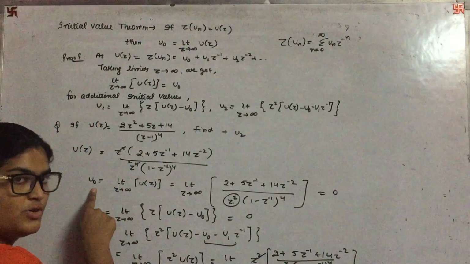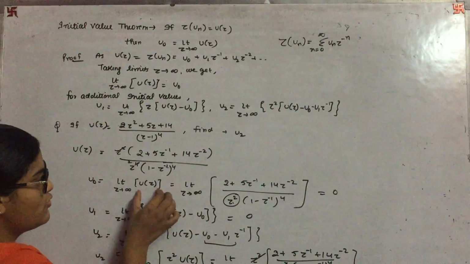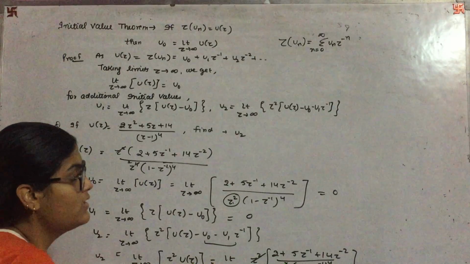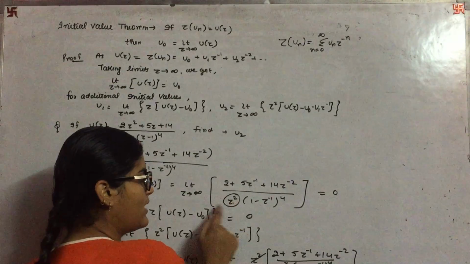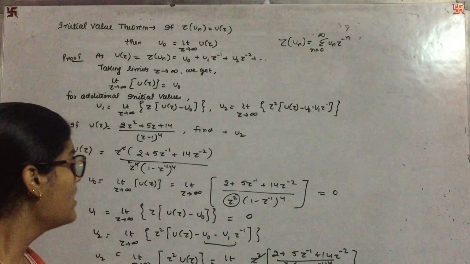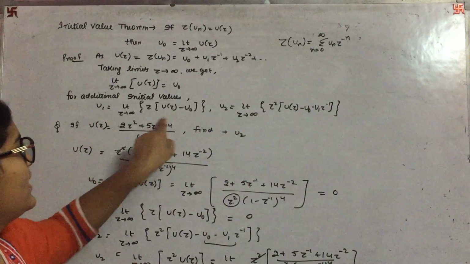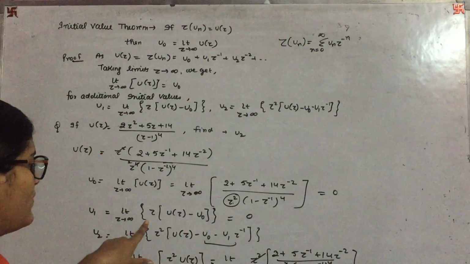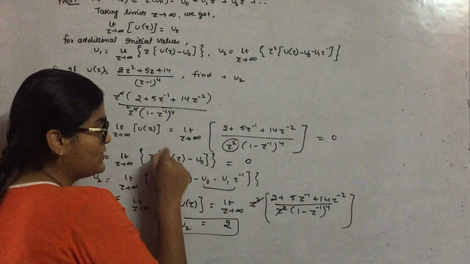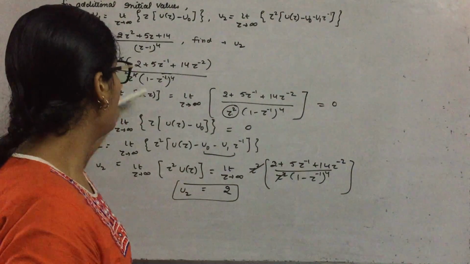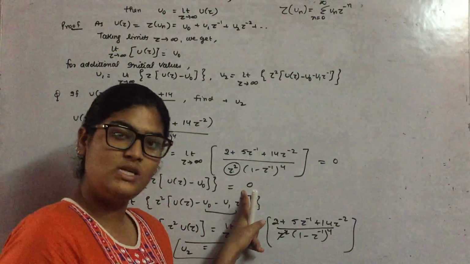Now it's time to find u naught. The value of u naught is the limit as z tends to infinity of U(z). You just substitute the value of U(z) there. Forget about these terms: 1 upon z square, with z as infinity, 1 upon infinity square comes out to be 0. Now it's time to find the value of u1. u1 is given by this formula according to the initial value theorem. So just put down the values. As you know, u naught is 0, and z U(z) is 1 upon z square, z is cancelled with z, then 1 upon z is still left, so it will form 0 obviously.